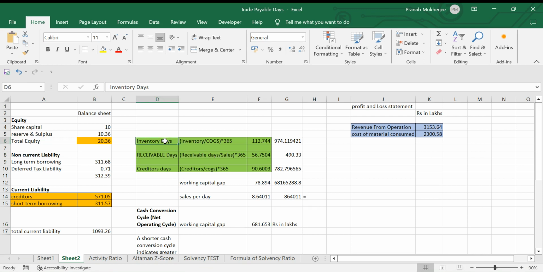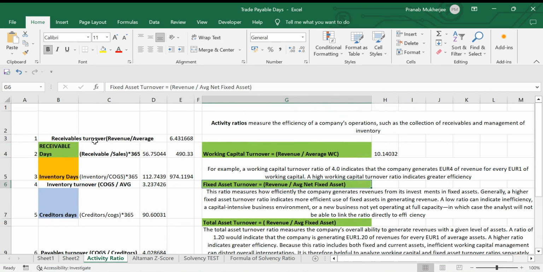Similarly, we can calculate inventory turnover and receivables turnover. It is just the reverse of this formula: COGS divided by inventory. If we reverse this formula, we get inventory turnover, and sales divided by average receivables for receivables turnover. So here we have done it more finely.